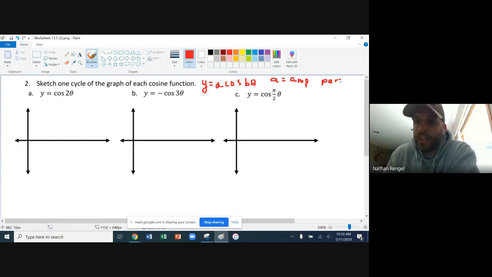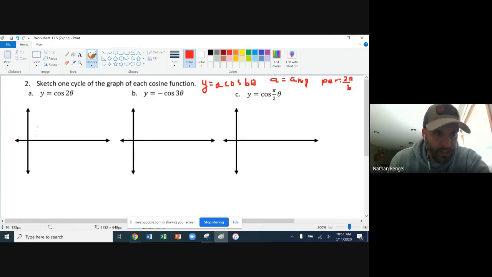To find it, you take 2 pi and divide it by your b value. A common mistake is to take that b value and call it your period. That is not going to work, because your period is the length of one cycle. Your b is the number of cycles between 0 and 2 pi. So we have to do a little bit of work to find that period.